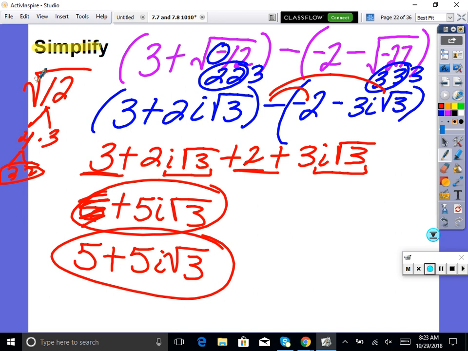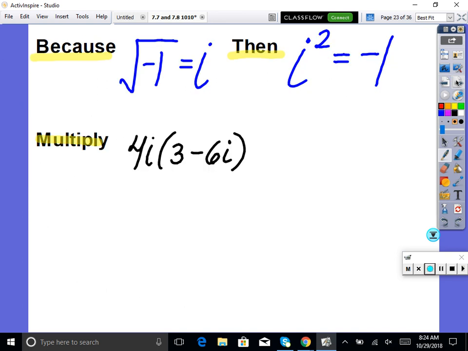So how would we simplify a cube root? Pull out groups of 3, right? Well, we wouldn't have i's with cube roots.